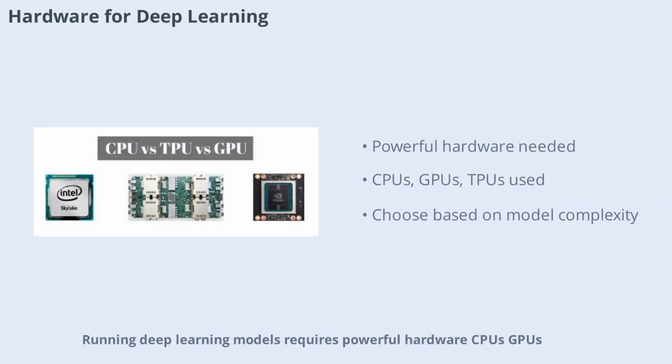Running deep learning models requires powerful hardware. CPUs, GPUs, and TPUs are commonly used to handle intensive computations. Choosing the right hardware depends on the complexity of your model and the platform you're deploying it on. Let's explore the differences and benefits of each type.